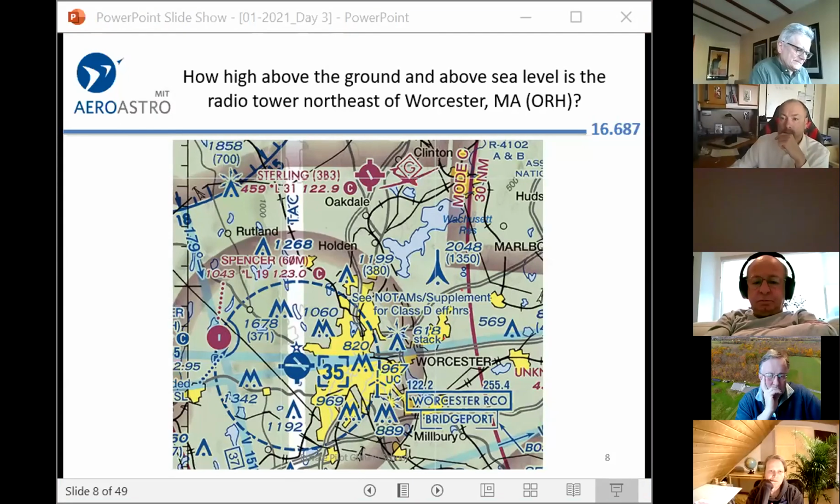So there's one tower in here that's 1,350 feet above the ground. And I think that's an authentic radio transmission tower. And it's just northeast of the airport and just south of that Wachusett Reservoir. Maybe somebody can highlight that. Thank you.